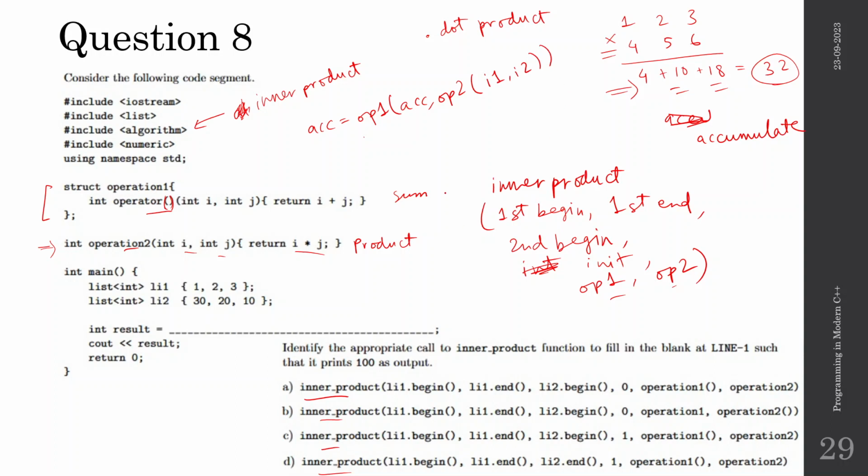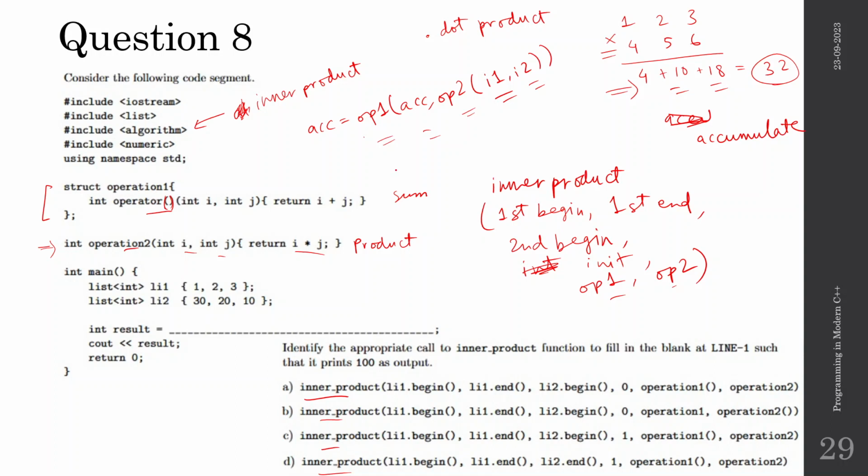Okay, so the formula is this. What it means is that we take the ith elements from the first and the second arrays, and then we apply op2. So op2 is applied on the ith element of the first and the second array, and then op1 is applied on the accumulator and this result.